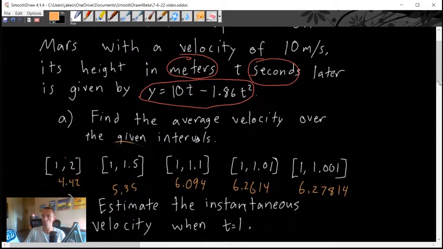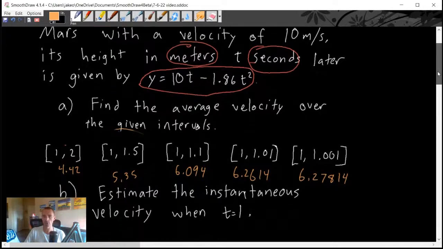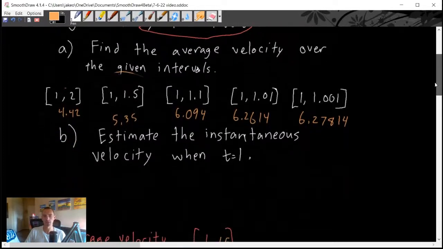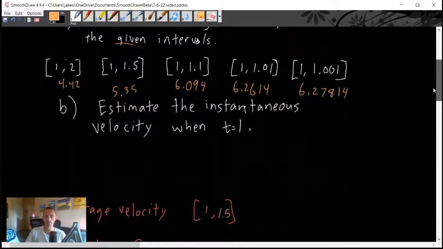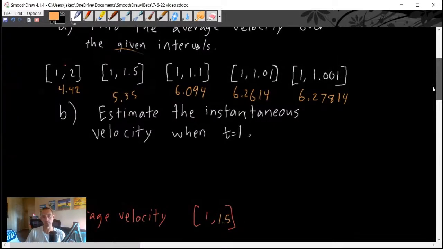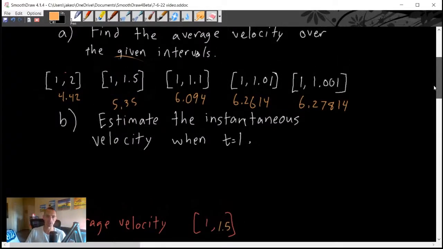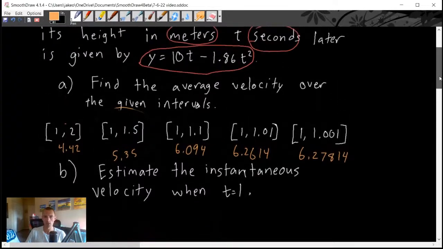All right, I'm not seeing any questions so far, so we'll just keep on moving along here. So part B of this question now asks us to use these average velocities to estimate the instantaneous velocity when t equals 1. So how do you do that?